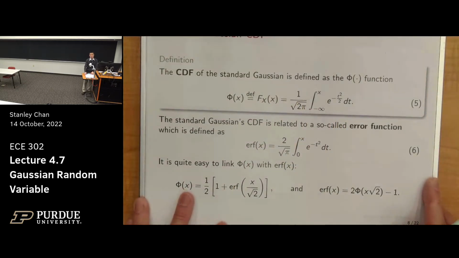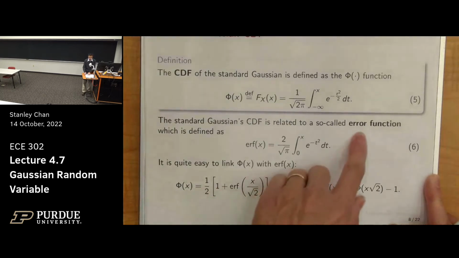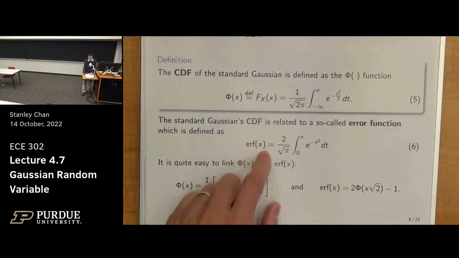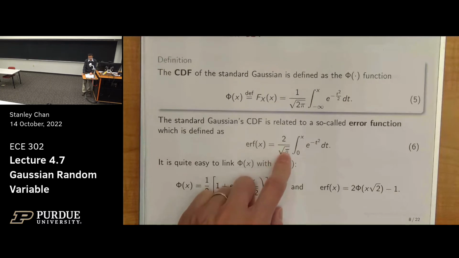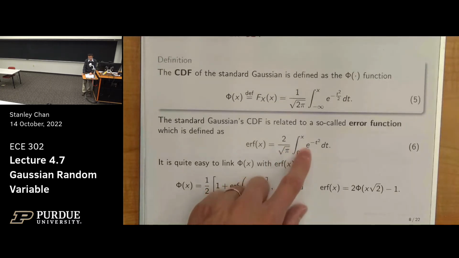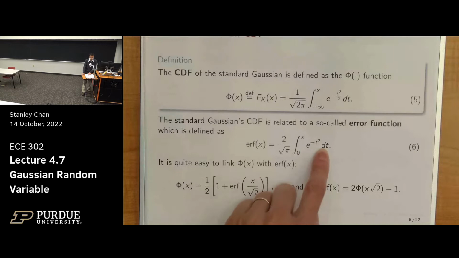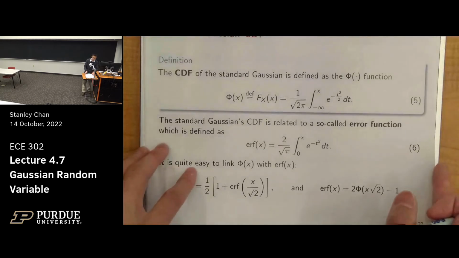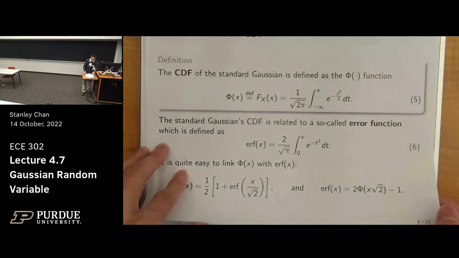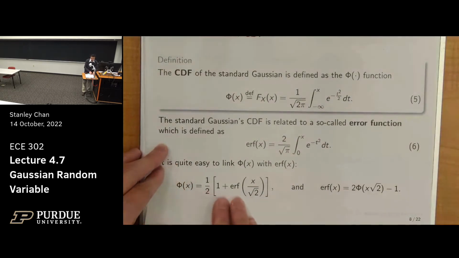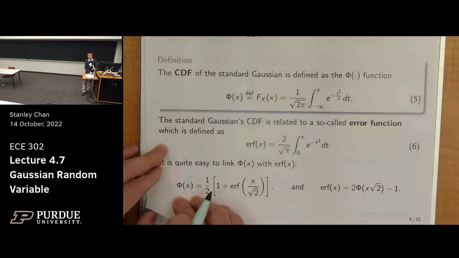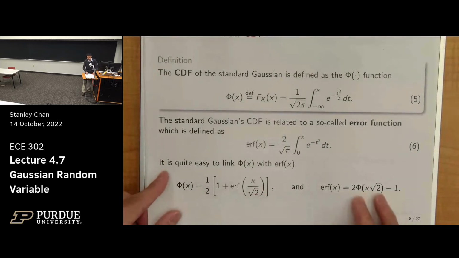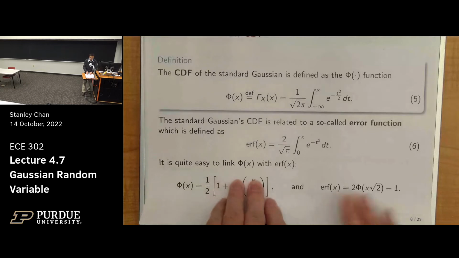Now, if you read textbooks, you will easily find this concept called the error function. This error function is defined as 2 over root pi, integrating from 0 to x of e to the power minus t squared. The error function is related to the standard Gaussian CDF through this expression. You can do this evaluation pretty easily by sitting down and going through the derivation once. So this is a conversion from the error function to the Gaussian CDF. This is from the Gaussian CDF to the error function.